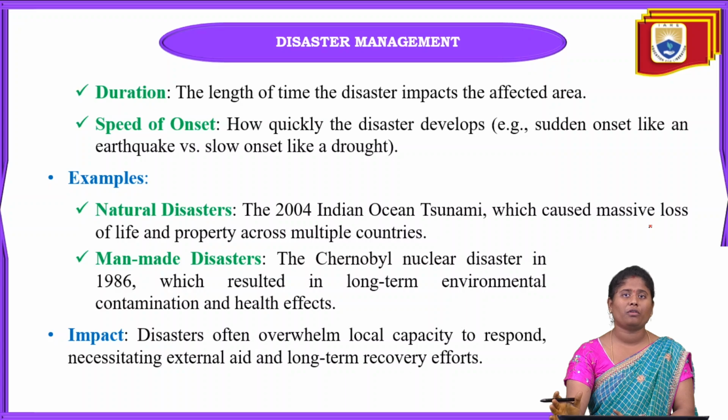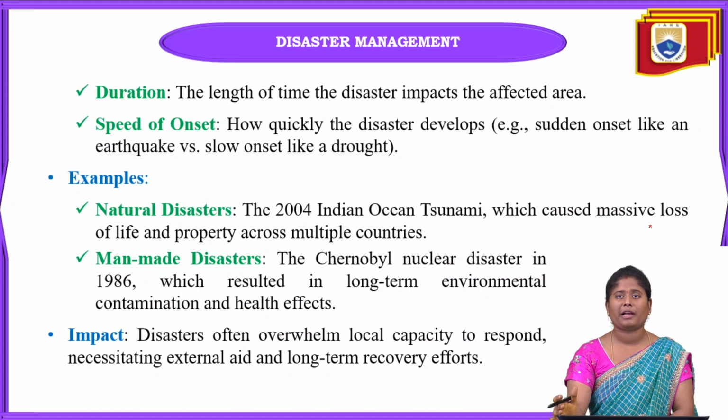And next is speed of onset. Here, we don't know how quickly these disasters are going to develop. If an earthquake starts, it will be a very sudden onset, but compared with this, drought is very slow. Whereas an earthquake, within some minutes or a fraction of seconds, can destroy everything and a very large area.